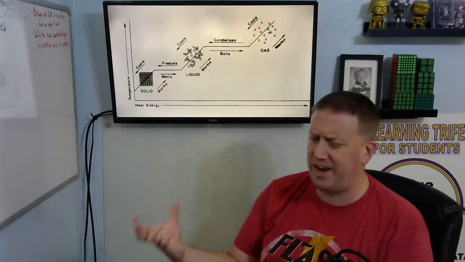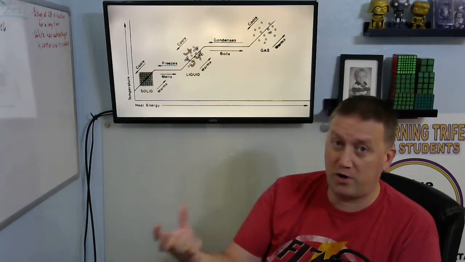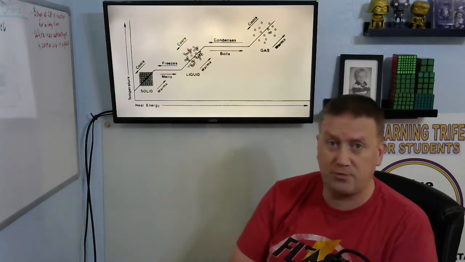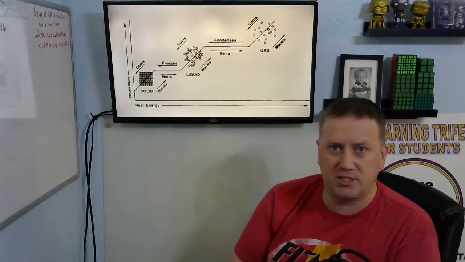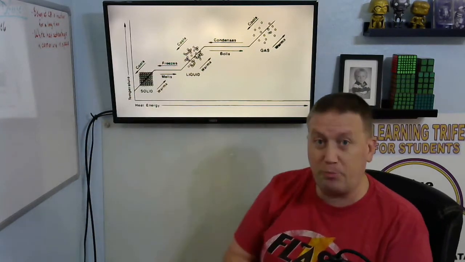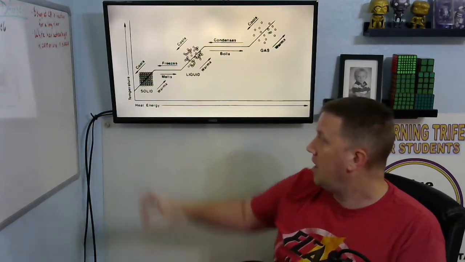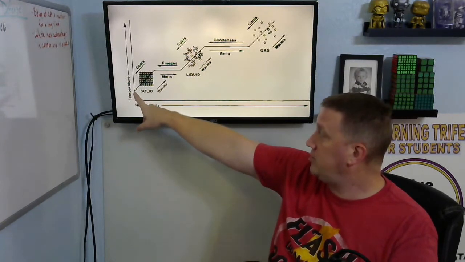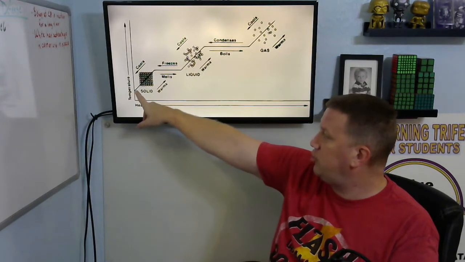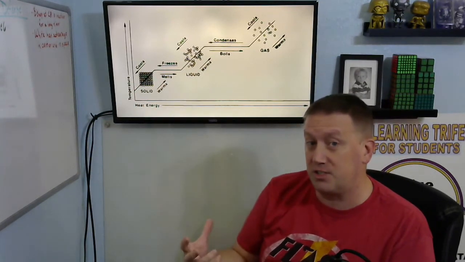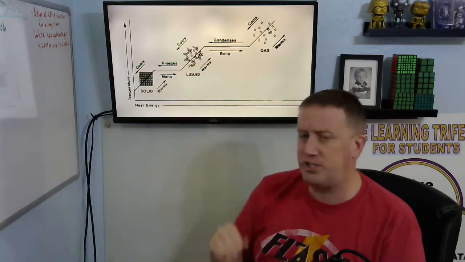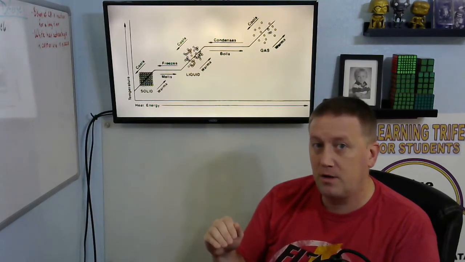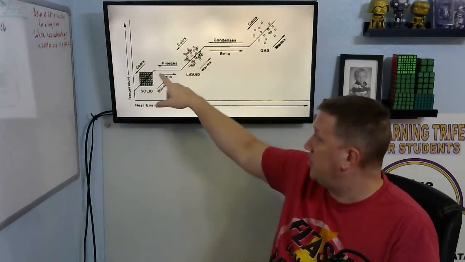Think about what it takes to turn liquid water into solid ice. You lower the temperature. You decrease the amount of energy that is possessed by the water. And so as we increase heat energy, what we will see is the temperature of that substance will increase until it reaches a specific point.